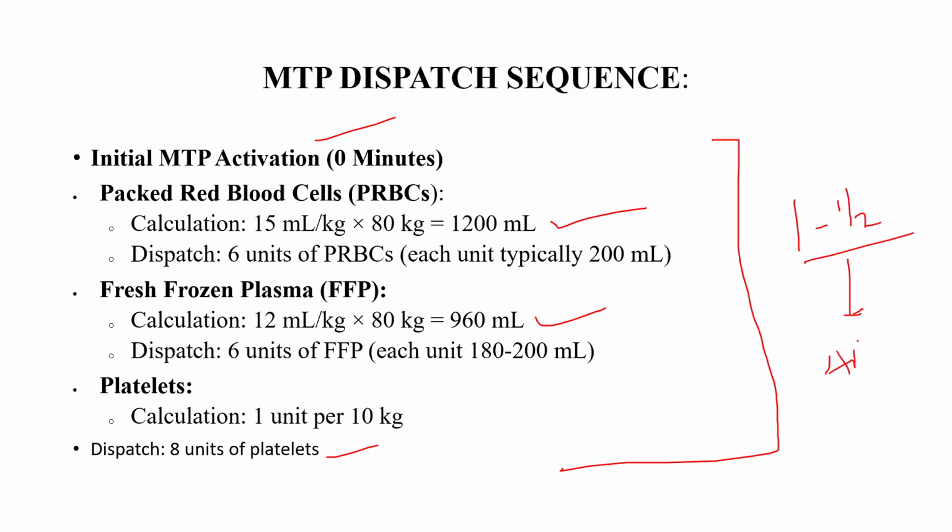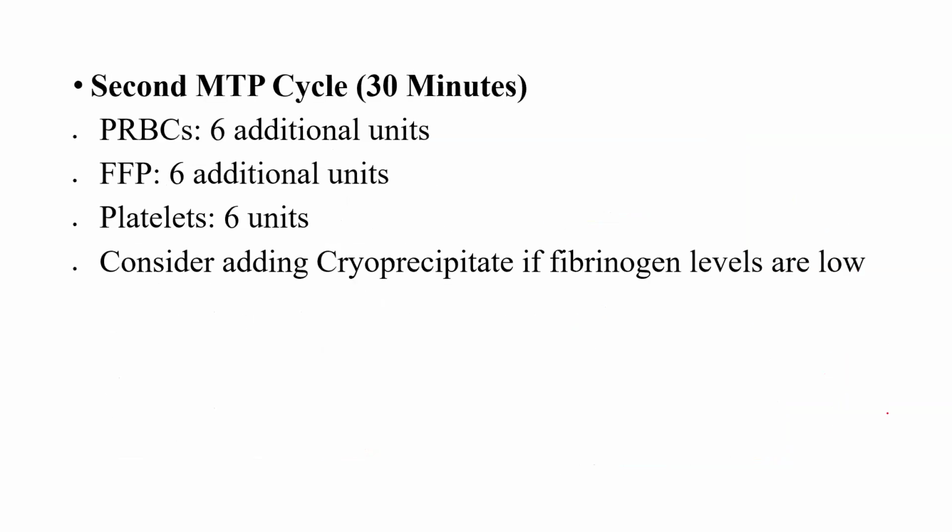Probably you do an ABG, or else you can also send a point of care test. If the point of care testing is also done and you still cannot find that hemostasis is achieved, then you have to go for your second cycle of MTP. Usually this takes around roughly 30 minutes.